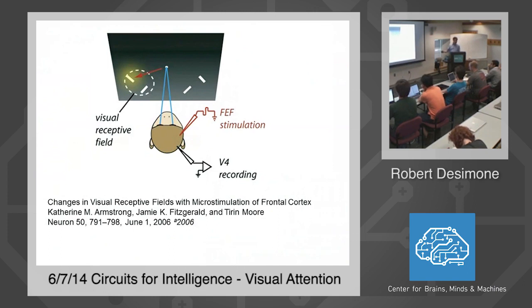So here the monkey's fixating a spot. Here's a receptive field of a cell in V4, and you can put two stimuli in that receptive field, one a preferred stimulus and one a non-preferred. And what he did was electrically stimulate in the frontal eye field at a representation that was centered on one stimulus or the other in the same neuron's receptive field. So you could stimulate and say focus processing here, or stimulate somewhere else in the FEF and say focus processing there. Does that make sense? So instead of telling the animal to attend, you would electrically stimulate at that same spot.